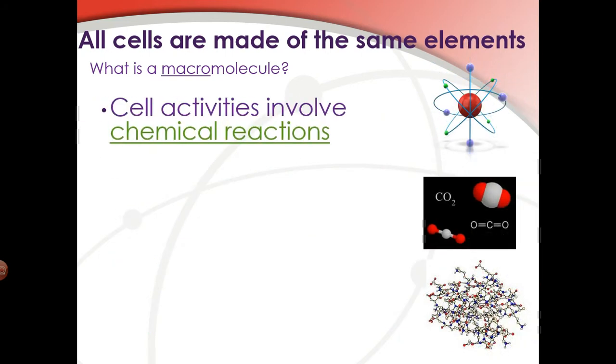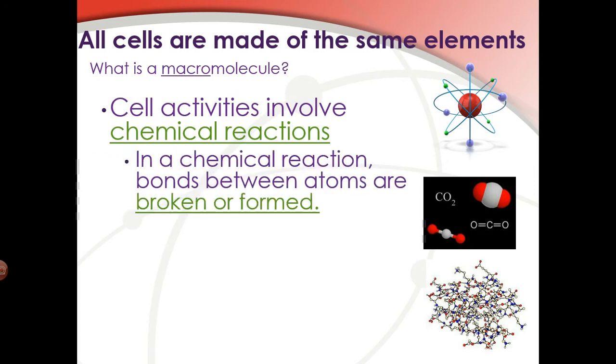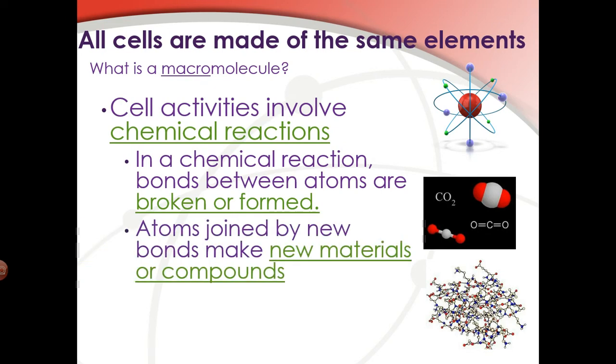So what's a macromolecule? Cell activities involve chemical reactions. The way cells work is based on chemical reactions. In a chemical reaction, basically one of two things can happen. Either the bonds between atoms are broken, or they are formed and fused together. Atoms that are joined by new bonds make new materials or compounds.